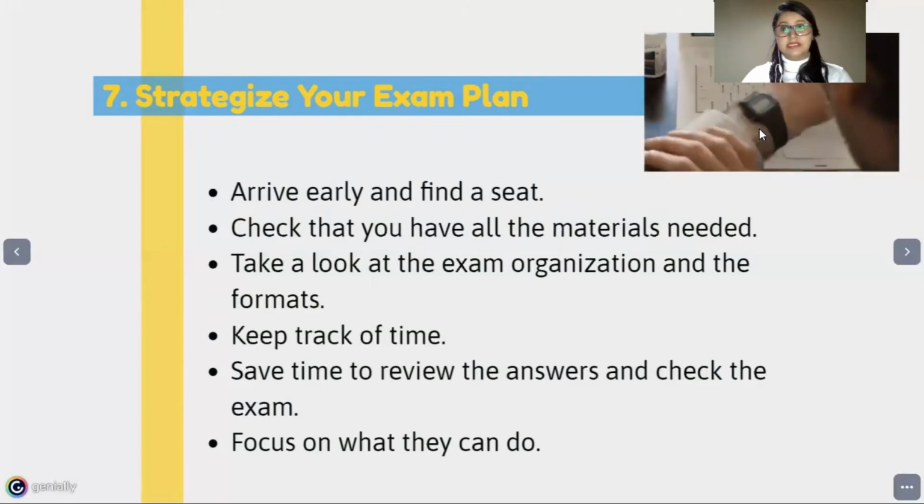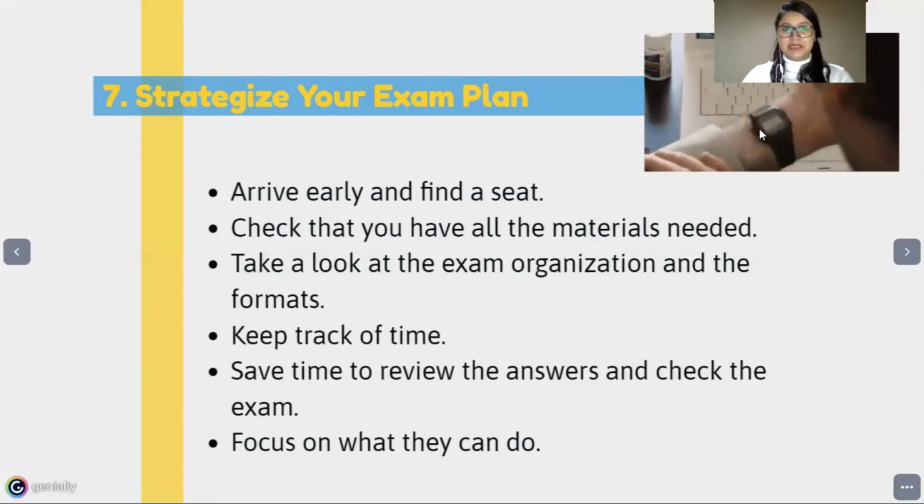Okay, the seventh strategy is to strategize your exam plan. This should be mandatory for students. The first aspect here is that students need to arrive early and find a seat, of course, in the exam classroom, so they're not rushing before the test and they are calm and comfortable, waiting for the test administrators to come to the class.